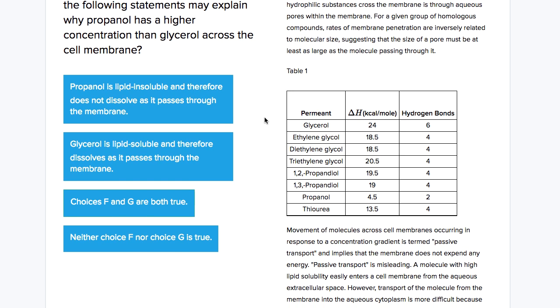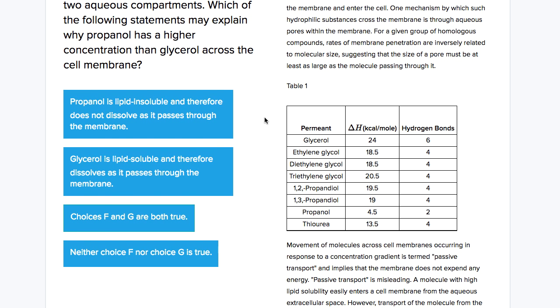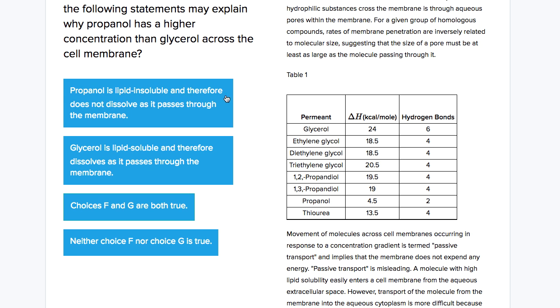Now, the next thing that we have to ask is, would that mean that its concentration is lower than the propanol? Well, the first answer choice says that propanol is lipid insoluble, so it's the opposite, and therefore does not dissolve. Well, it follows that if lipid-soluble substances, by definition, dissolve in the lipid membrane, then lipid-insoluble substances do not. So in my mind, both of these kind of have to go together. If F is true, and that's really what we have to choose. We can choose F, we can choose G, or we can choose both or neither.